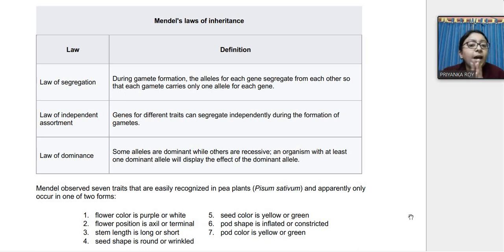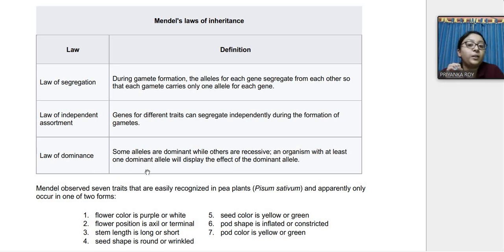So the alleles will separate and go into different gametes, and then they will combine independently. So that is known as law of independent assortment. Now the traits or alleles will segregate independently, and therefore they will combine and form different combinations of gametes or different combinations of individuals in the next generation. This is known as law of independent assortment.